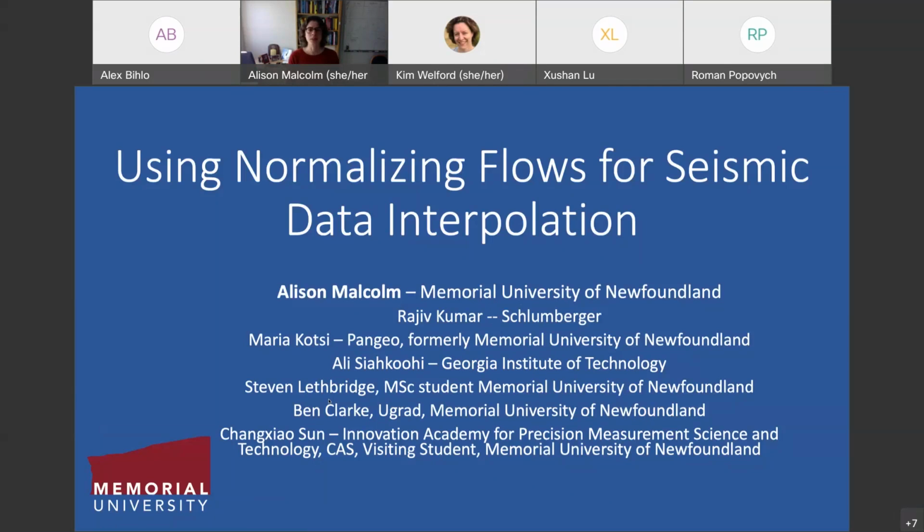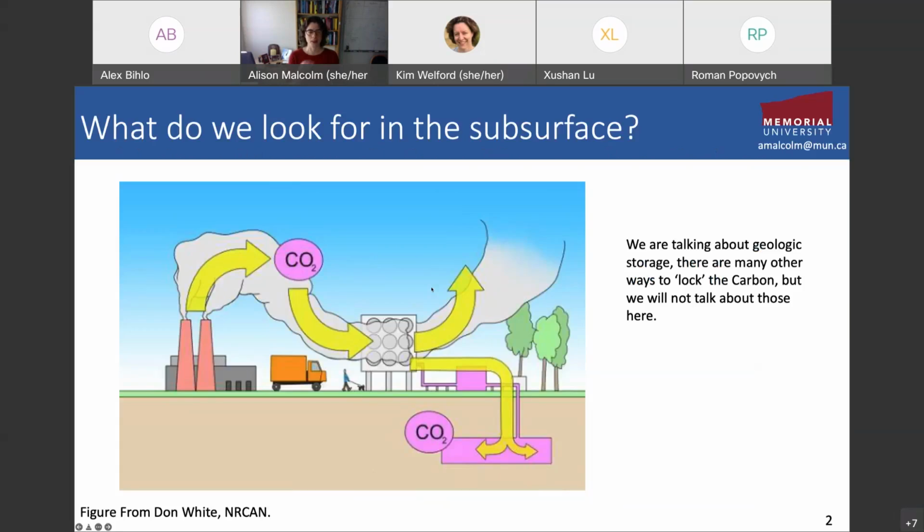And so I thought that I would start at the beginning, and talk a little bit about what we're looking for in the subsurface. So we look for many different things in the subsurface. This particular work is motivated by the idea that we want to look for small changes in the subsurface. And why we might want to do that, there are many different applications that require monitoring changes in the subsurface.